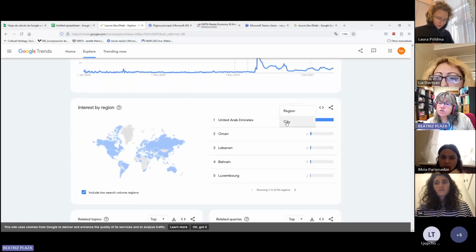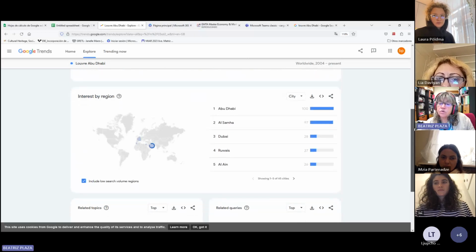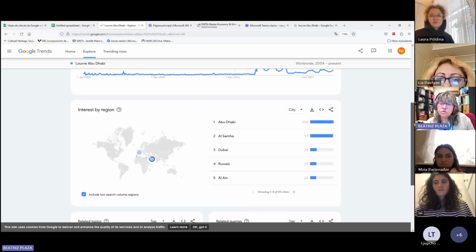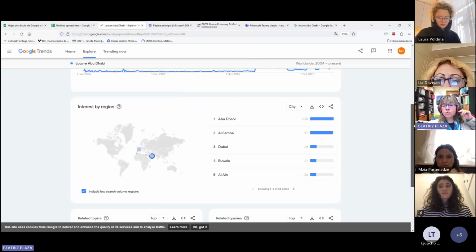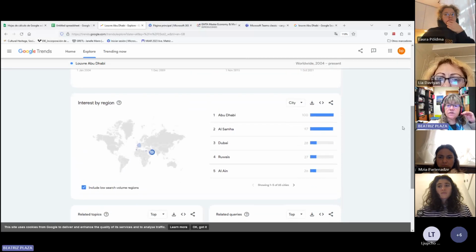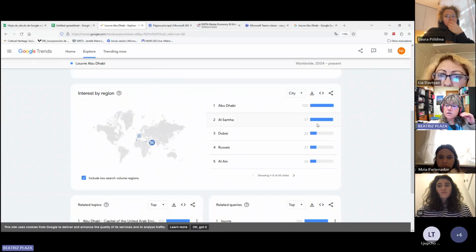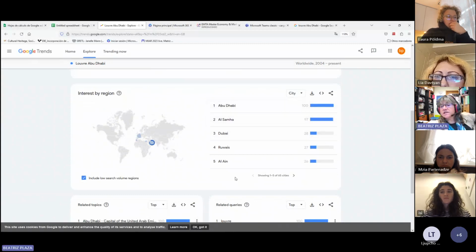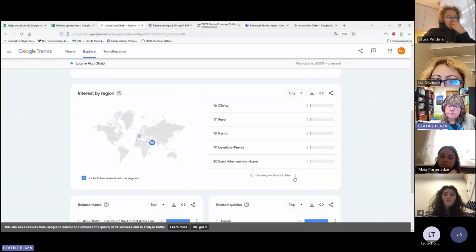So now here, instead of regions, I can say cities. Why do I say cities? Well, we choose cities because the cultural tourism market is mainly an urban phenomenon. So as we know that the cultural tourism market is driven by cities, now instead of regions, we are going to look for cities. Can you see this? So these are the cities from which they are Googling for Louvre Abu Dhabi.